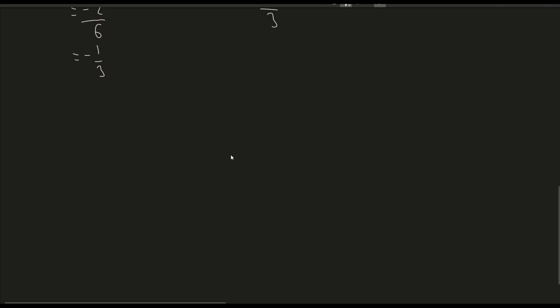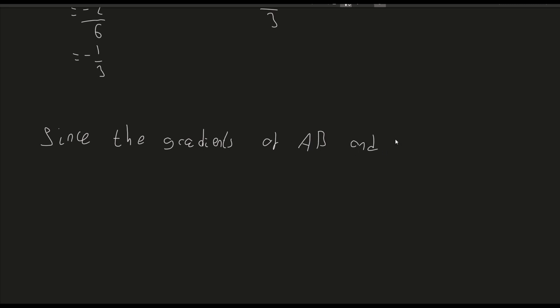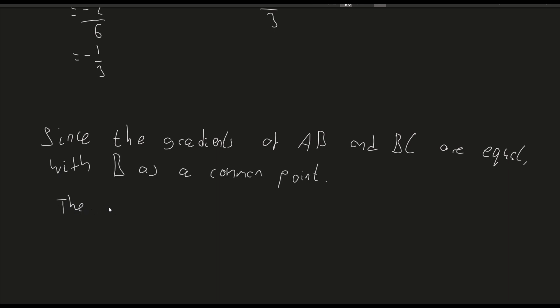So using the definition of collinearity, we write out the following sentence. Since the gradients of AB, the line AB, and BC are equal with B as a common point, the points A, B, and C are collinear.